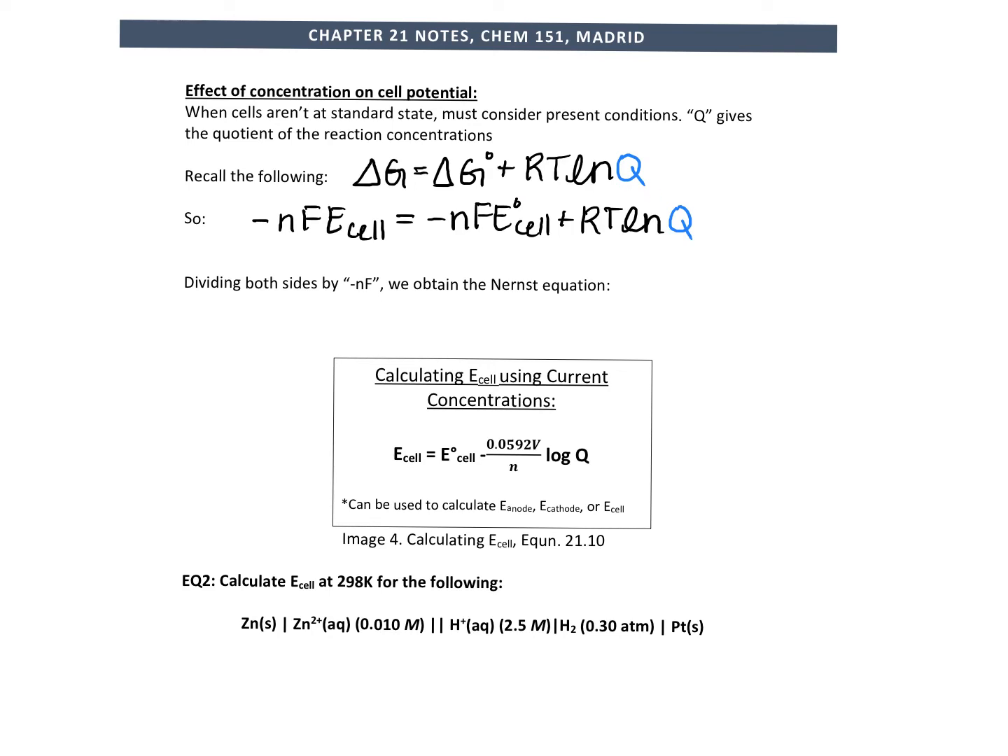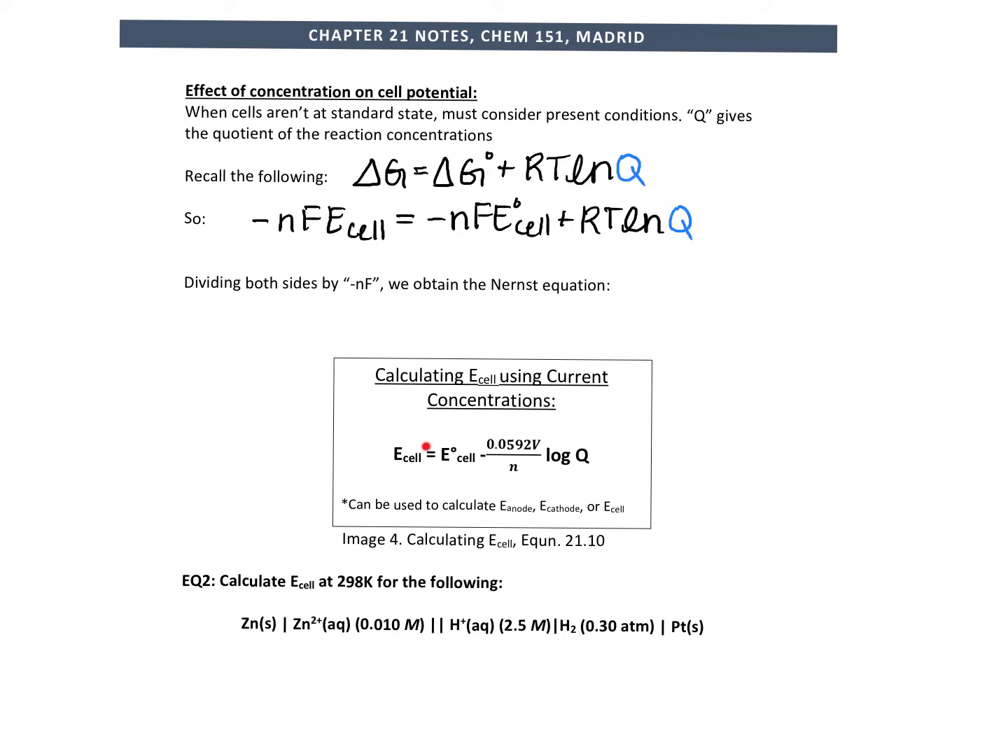So if I substitute in our new expression for delta G, which is negative nF E cell, I get negative nF E cell not at standard state is equal to negative nF E cell at standard state plus RT natural log of Q. If I divide both sides by negative nF, so all of the expressions by nF, what I get is the following equation called the Nernst equation.